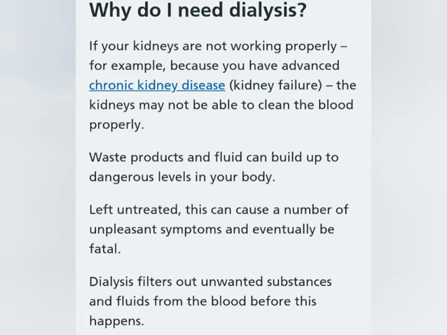If your kidneys are not working properly, for example, because you have advanced chronic kidney disease called kidney failure, the kidneys may not be able to clean the blood properly. Waste products and fluids can build up to dangerous levels in our body. Left untreated, this can cause a number of unpleasant symptoms and eventually be fatal. Dialysis filters out unwanted substances and fluid from the blood before this happens.